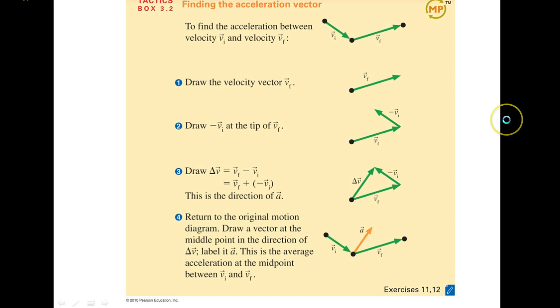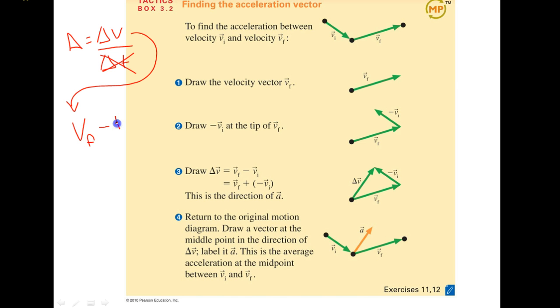We also talked about acceleration vectors last class. Again, your book has a really great tactics box that explains this. But we can also think of it as vector addition. I know that acceleration is change in velocity over change in time. I know that time is a scalar, so I'm not going to worry about that. I'm going to bring down this delta V. It's V final minus V initial. Go ahead and change it to an addition problem: V final plus the opposite of V initial.